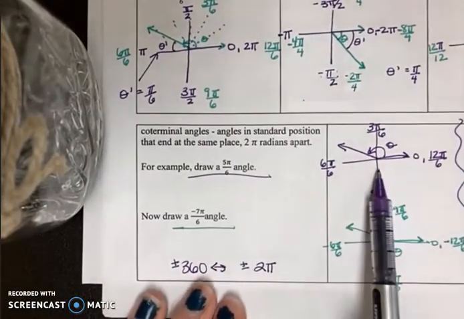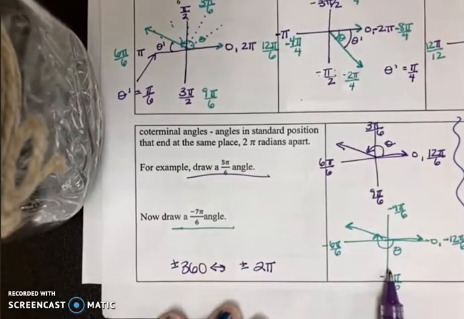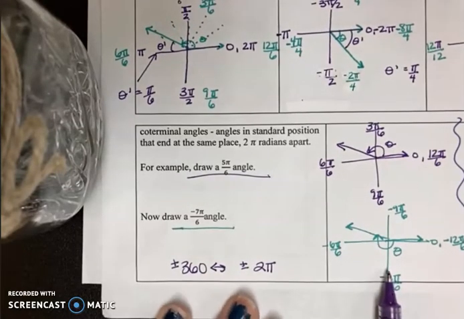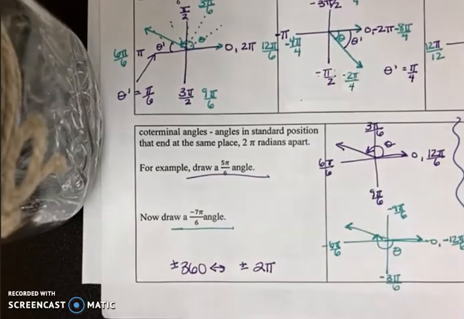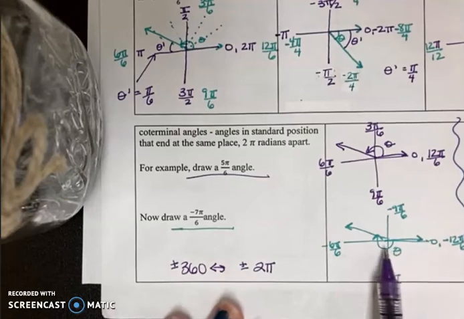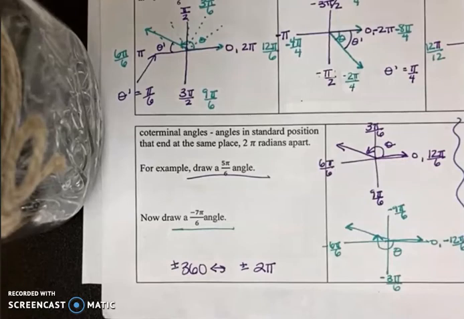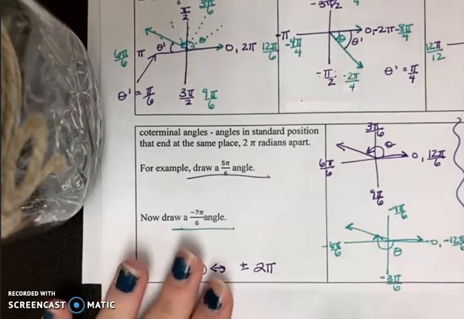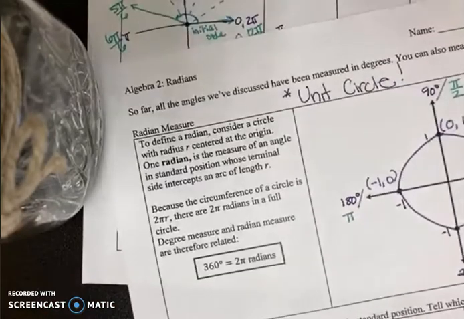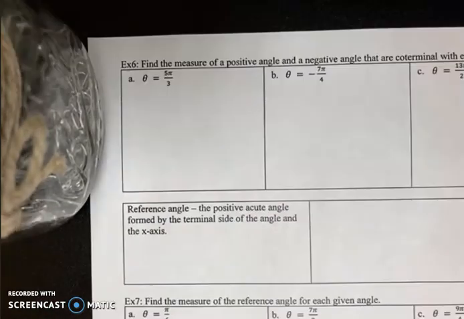So here's my 5 pi over 6, and here's my negative 7 pi over 6. It's just reiterating the fact that coterminal angles are angles that are in the exact same position. So you can see how our initial sides are the same and our terminal sides are in the exact same location. So once again, if we were doing it algebraically, we're going to be adding or subtracting 2 pi in order to get these coterminal angles. Example 6 is finding those positive and negative coterminal angles.